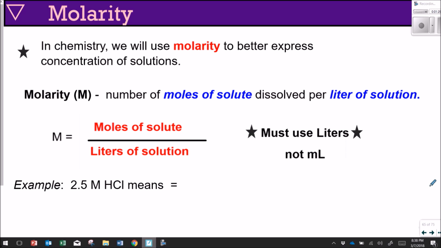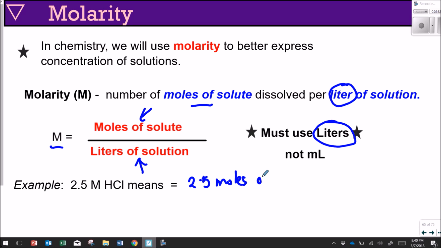In chemistry, we use molarity to better express concentration of solutions. The molarity of a solution is the number of moles of solute per liter of solution. So we can express this in a formula that says M for molarity is the moles of solute divided by the liters of solution. We must use liters, not milliliters, in this formula. So for example, a 2.5 molar HCl solution means that we have 2.5 moles of HCl dissolved in 1 liter of solution.